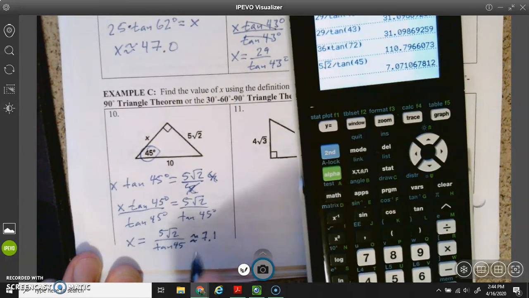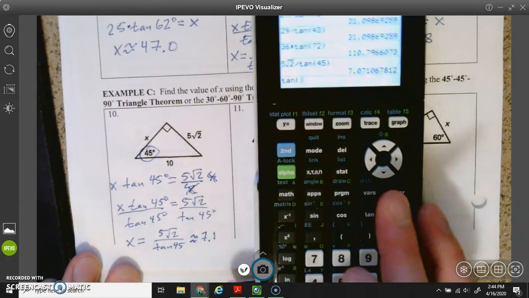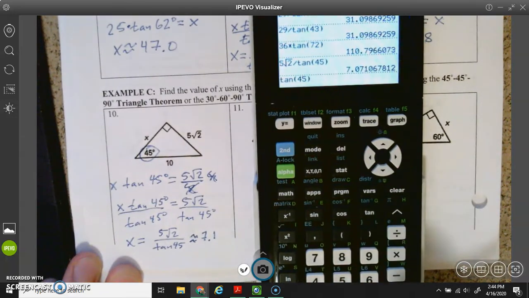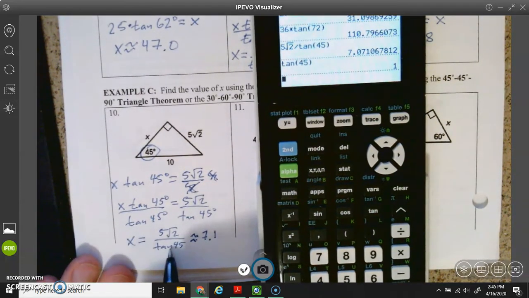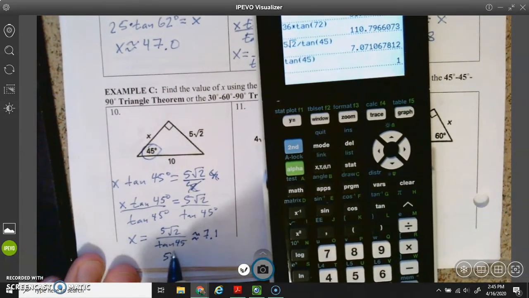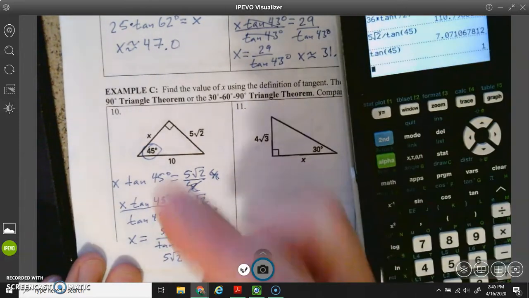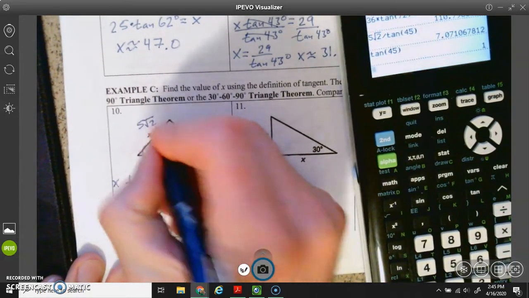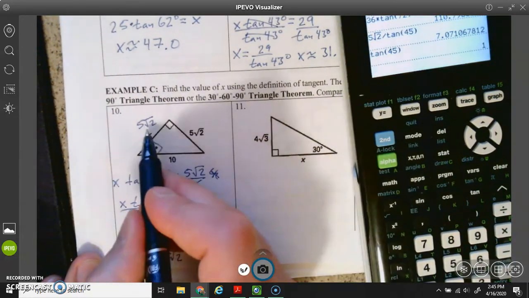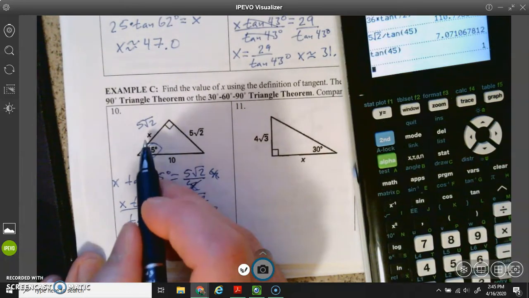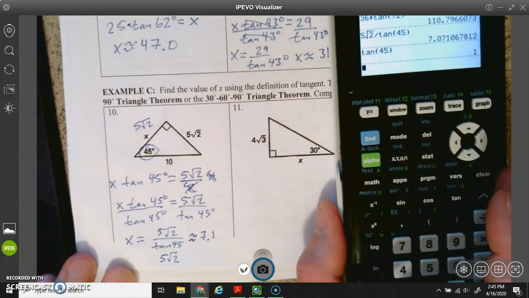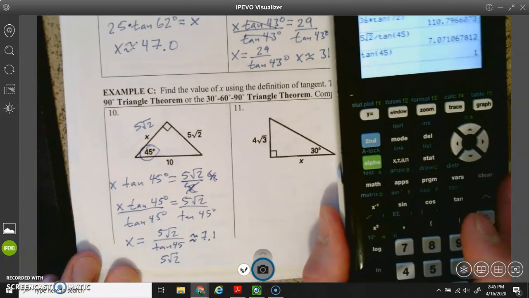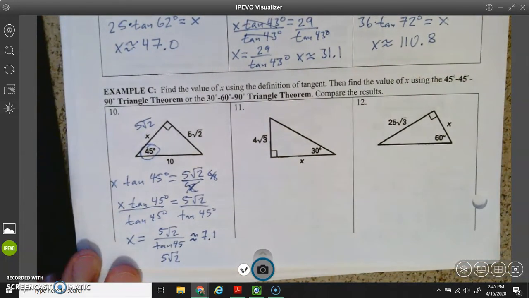Now I want to show you something. Tangent of 45 degrees is a unique number. Tangent of 45 degrees is 1. So 5 square root of 2 divided by 1 is 5 square root of 2. So this x value here, that 5 square root of 2, wait a second, this is a 45-45-90 triangle. This needed to be the same length as that, and that's exactly why, because tangent of 45 degrees has that special relationship. Same with tangent of 30 degrees and tangent of 60 degrees.